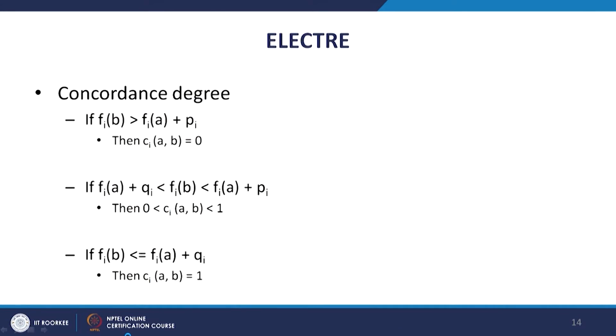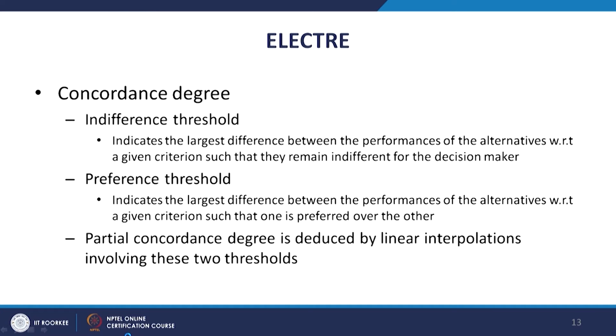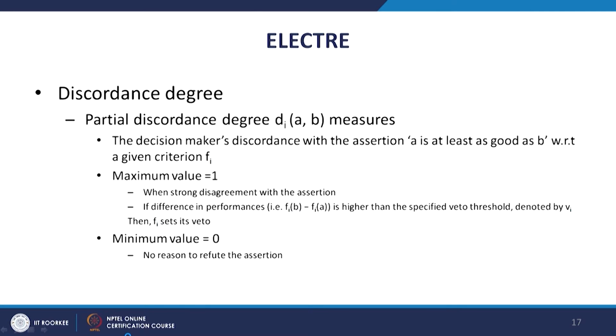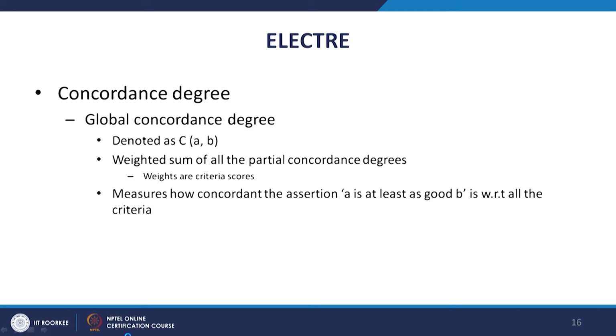Then we talked about the concordance degree and the discordance degree. Then we talked about different scenarios and how the partial concordance degree is going to be computed, and we also discussed the same thing through this graph, where we talked about how the partial concordance degree, denoted by Ci in parenthesis A comma B, is actually computed. Then we talked about the global concordance degree, which is nothing but the weighted sum of all the partial concordance degrees.